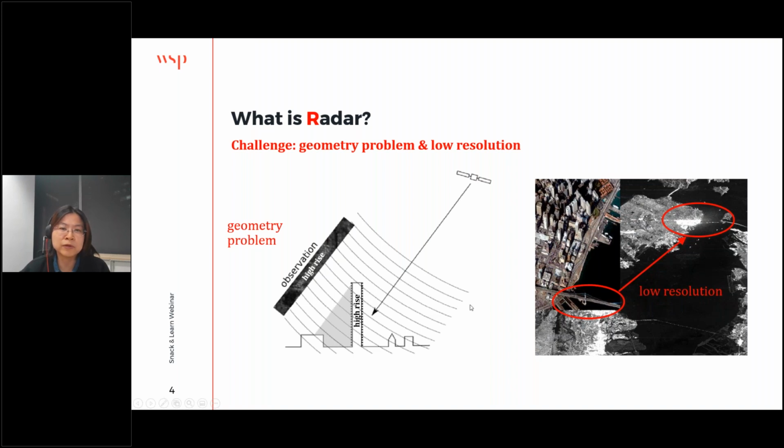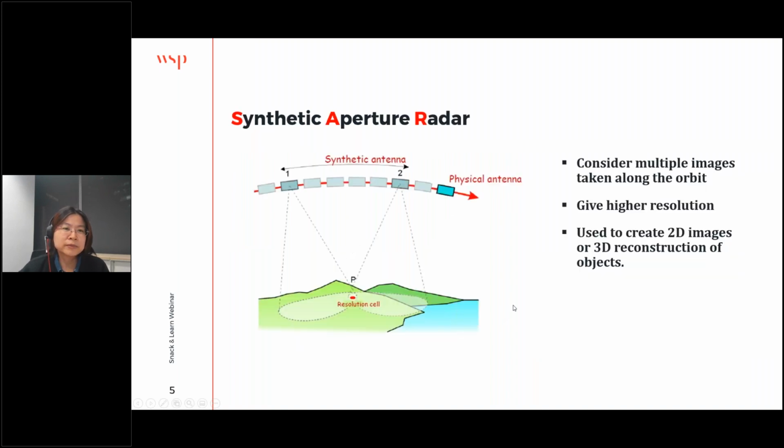Also, something we quite often encounter is low resolution. Subsequently, there were improvements to radar, because synthetic aperture radar considers multiple images taken along the orbit through portable, movable physical antennas. It resolves the shadow effect issues that we explained just now, and also gives higher resolution images. So very often we use synthetic aperture radar, we call it SAR, SAR images, to create a 2D image or 3D reconstructions of objects.